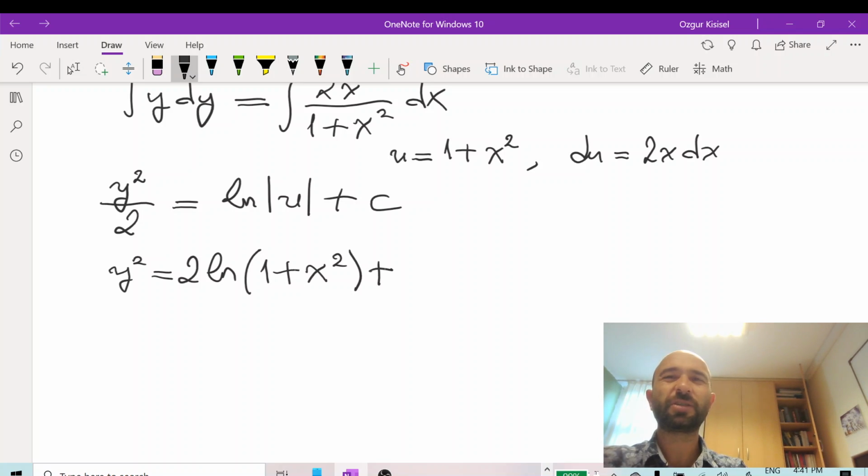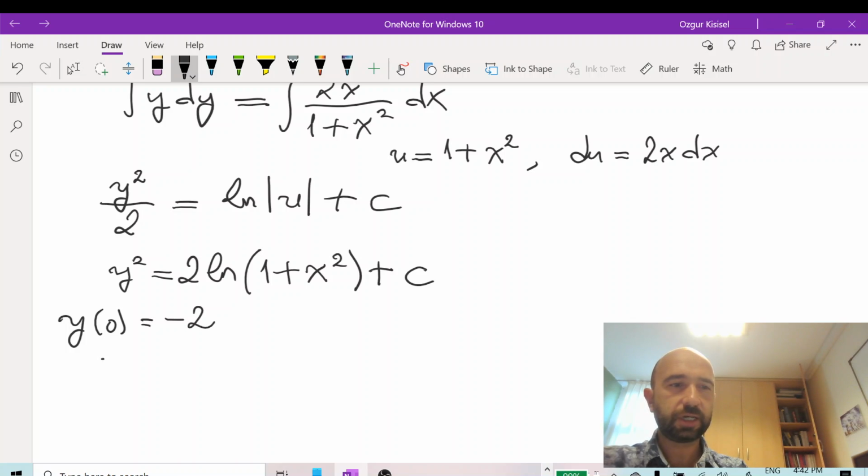Plus 2c, but 2 times an arbitrary constant is not really different from a constant, so I just write c. It's a new c, right? It's 2c renamed as c. So that's fine. Now let's also find the value of c. We can do that by using the initial value. So y(0) is equal to minus 2.